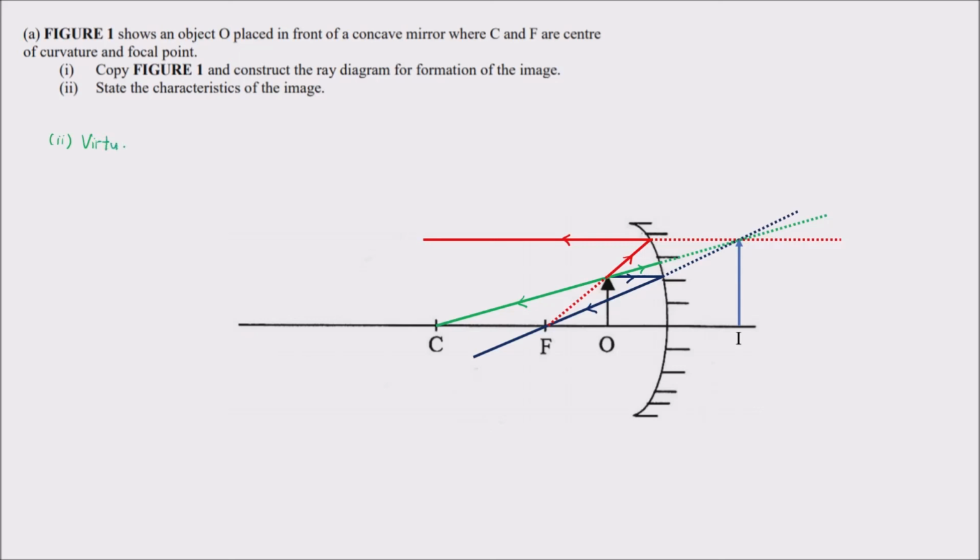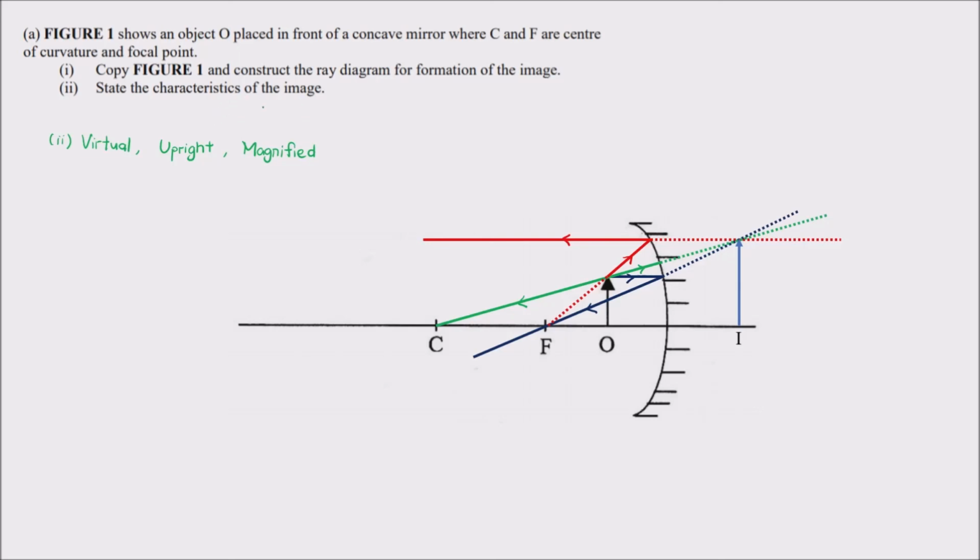And the second one is whether it's upright or inverted. Well, it's above the optic axis, so you can just write upright. And the third one is whether it's magnified or diminished. Well, the image is larger in size compared to the object, so you can say that it's magnified. Virtual, upright, magnified. So if you state these three characteristics, you've considered complete this question already.